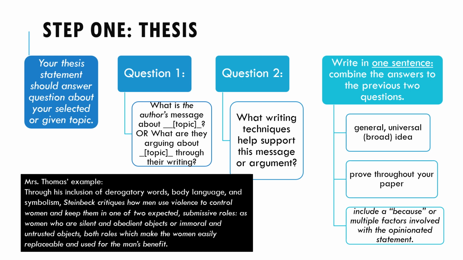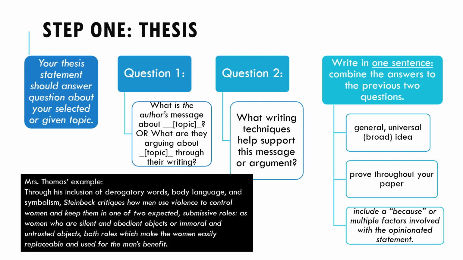The other question you need to consider is what writing techniques help support this message or argument. Now, finally, try to combine these into one answer. The statement should be general, universal, and broad. In other words, I can apply it to the world around me and not just to the book itself. It really shouldn't bring up examples from the text, but it's something that you are going to prove throughout your paper. And I often tell my students to include a "because" or multiple factors involved with that opinionated statement.